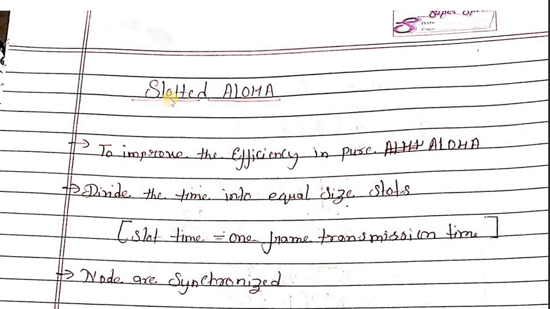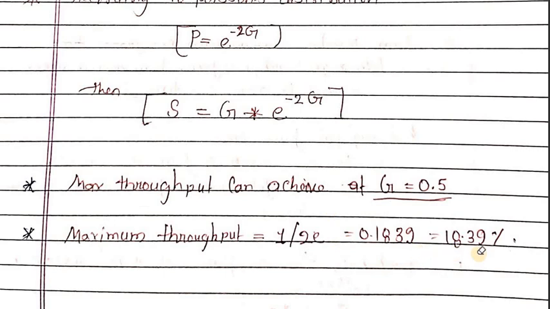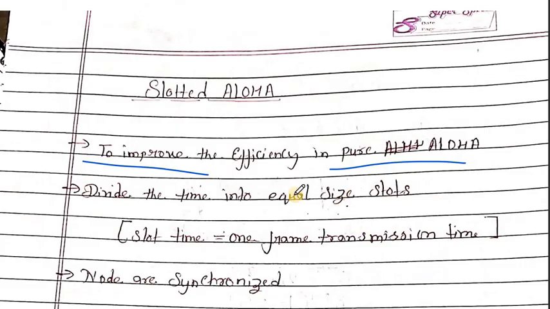Let us see why the slotted Aloha protocol comes, to improve the efficiency of pure Aloha. We saw that the efficiency of pure Aloha is 18.39%. To improve the efficiency of pure Aloha, slotted Aloha comes.